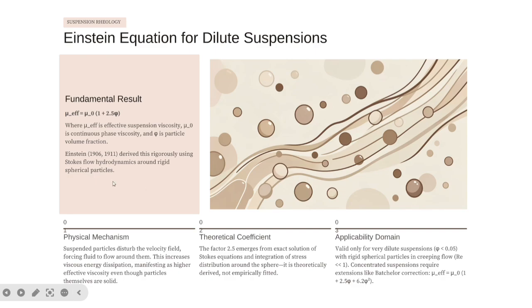Einstein derived this using Stokes flow hydrodynamics around rigid spherical particles. And also, the factor of 2.5 emerges from the exact solution of the Stokes equation and integration of stress distribution around the sphere. It is theoretically derived and not experimentally fitted. It is valid for very dilute suspensions, rigid spherical particles, and creeping flow. It is not valid for concentrated suspensions.